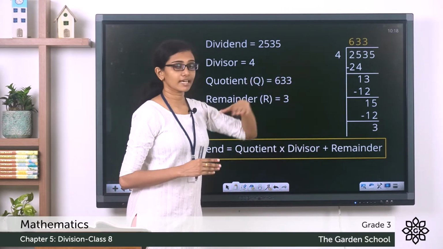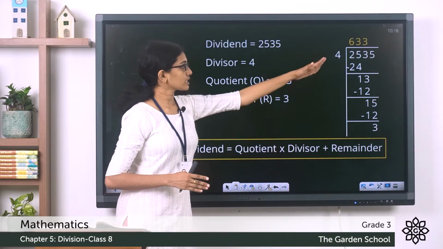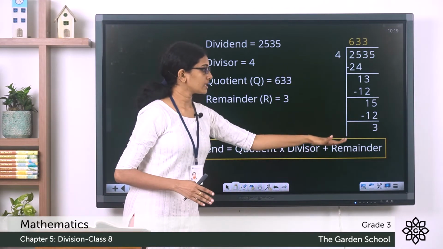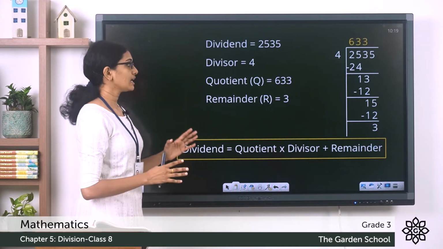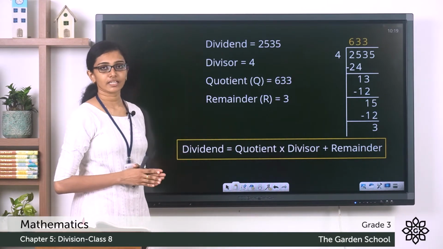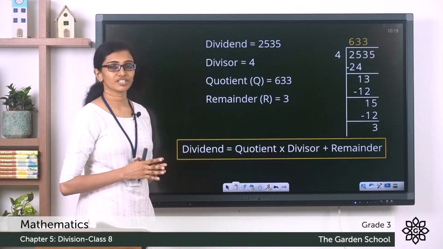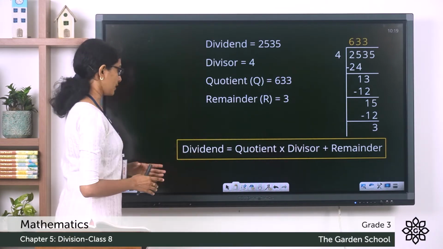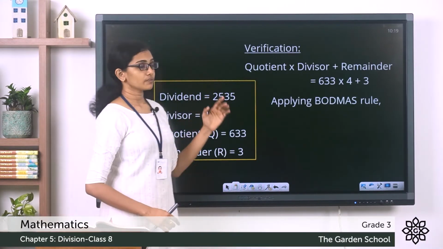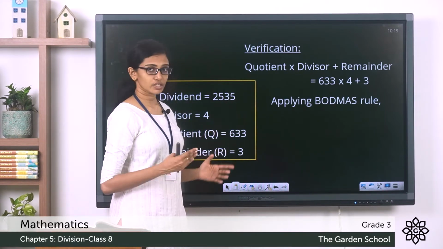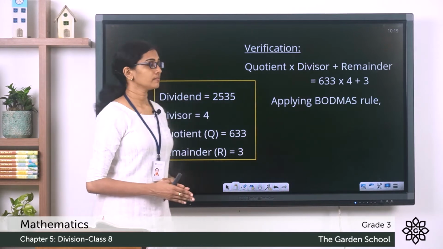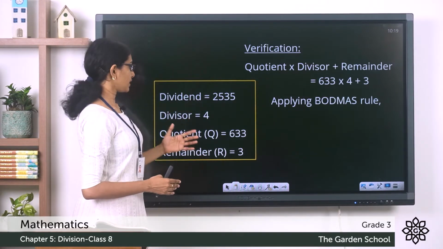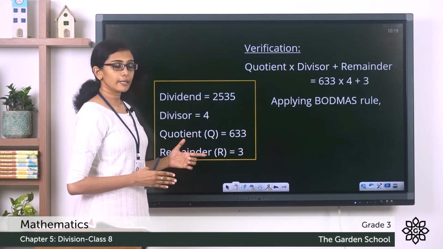The quotient is 633. The divisor is the number 4 and the remainder is 3. So let's substitute all the respective numbers and verify if the division was done correctly. Let's apply the formula and verify. For the verification, we have to do like we said earlier, the quotient into divisor plus remainder. So we have the quotient, divisor, dividend and the remainder here.